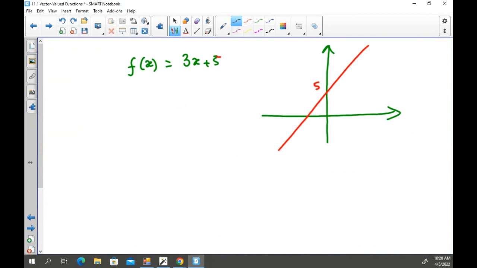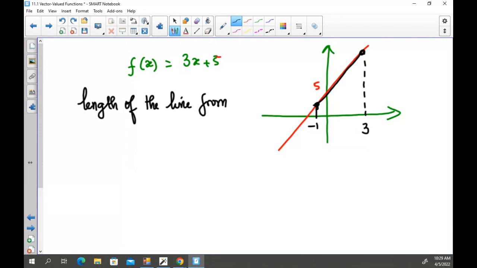And suppose you want to know the length of this line from x equal minus 1 to x equal 3. So you want to know the length of this. How long is this? Length of the line from x equal minus 1 to x equal 3. How long is this? How many centimeters?